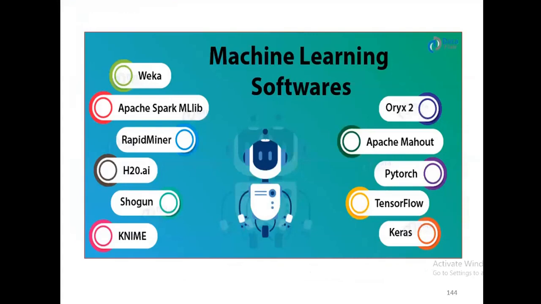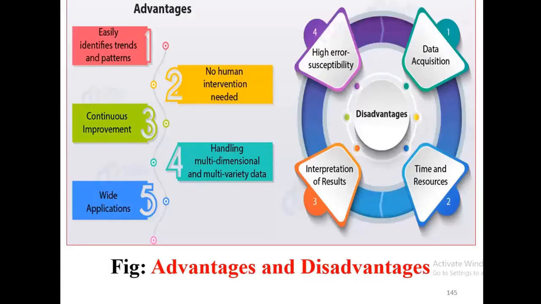Now advantages and disadvantages. Easily identify trends and patterns in machine learning. No human intervention is needed in machine learning. Continuous improvement in machine learning. Wide applications we are using, handling multidimensional and multivariate data. Disadvantages: high error rate and susceptibility, data acquisition, time and resources, interpretation of results, etc.